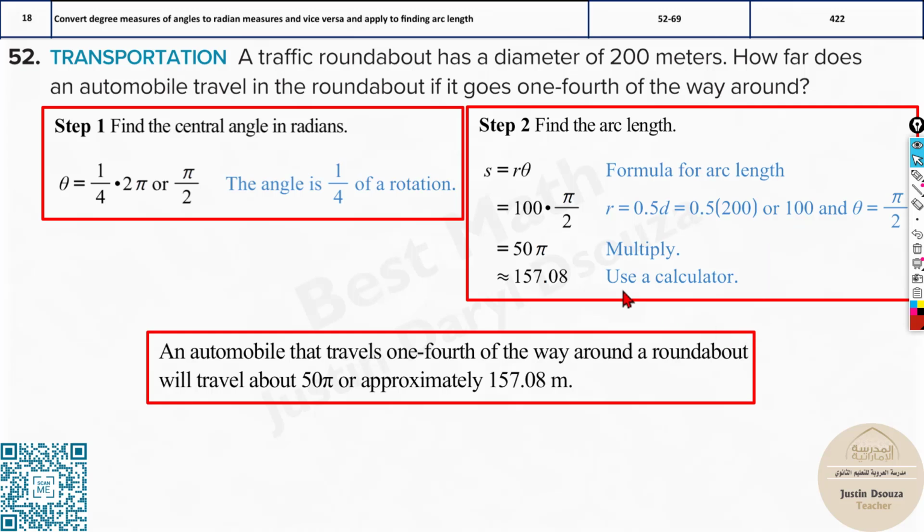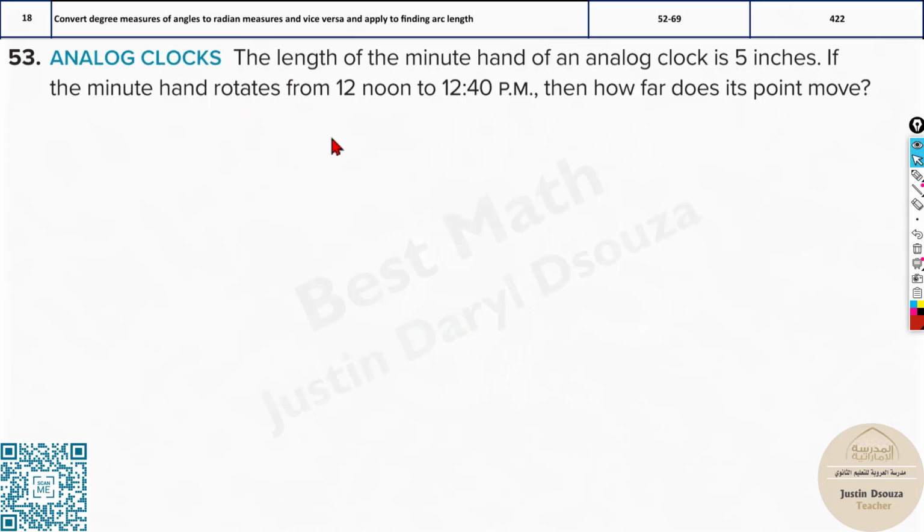So the arc length, if the car is traveling a quarter of the roundabout, it will travel 157.08 meters. Now what about this one? It's about clocks. Now this is interesting. The length of a minute hand. Now you know watch clocks, right?